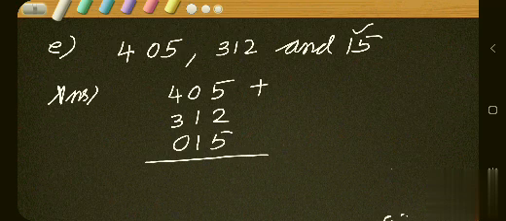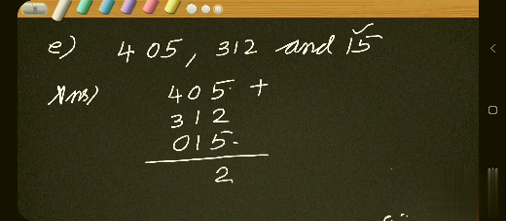Add. 5 plus 2, 7. Actually, this can be added like this. 5 plus 5, 10. That is the easy way. 5 plus 5 is 10, 10 plus 2, 12. Or if you can't do so, follow the usual method. 5 plus 2, 7. 7 after 8, 9, 10, 11, 12. Isn't it? 12, 2 here.